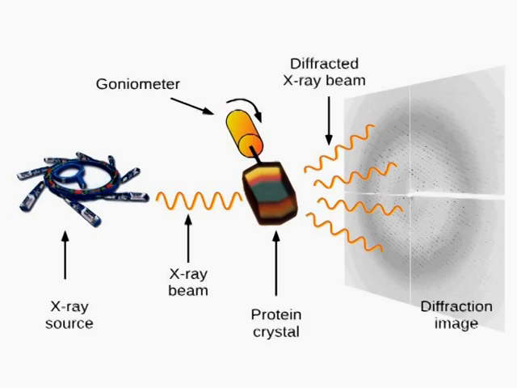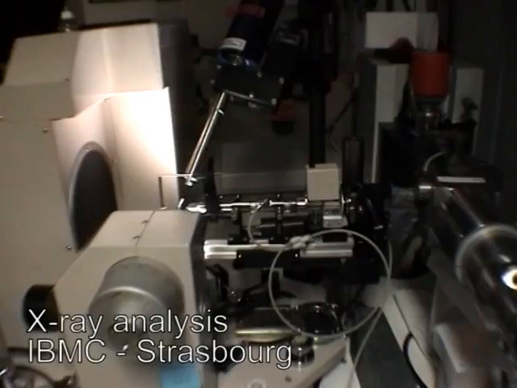The preliminary analysis of a crystal can be performed in the lab. The crystal is placed inside a thin tube of quartz, which is in turn placed inside a beam of X-rays. The diffracted signal is collected with the help of a detector.